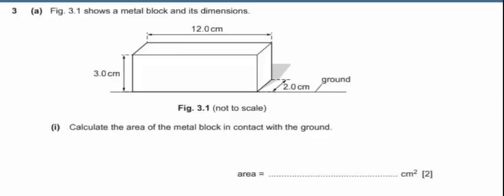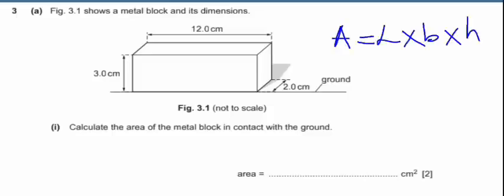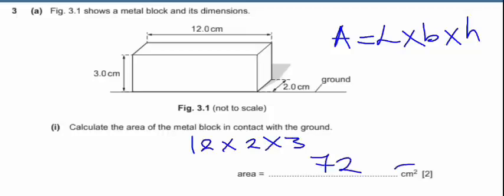So the first thing here, we need to identify the formula that we are supposed to use at this point. So I'm going to say area is going to be equal to length multiplied by breadth multiplied by the height. So the length that we have here is just 12, multiplied by the breadth, which is 2, multiplied by the height, which is 3. Then when I multiply here, I'm going to get 72 centimeters squared, which is for the area. So they have included the units for us even at this point. Let's see the next question.